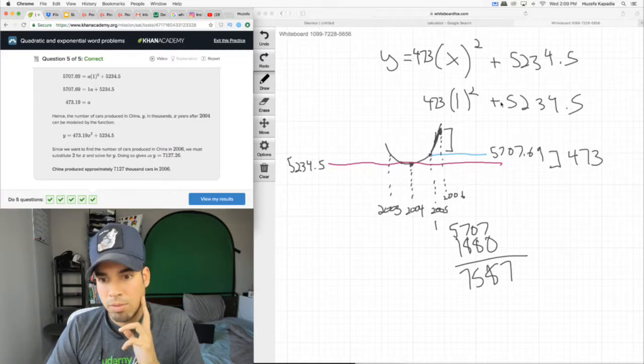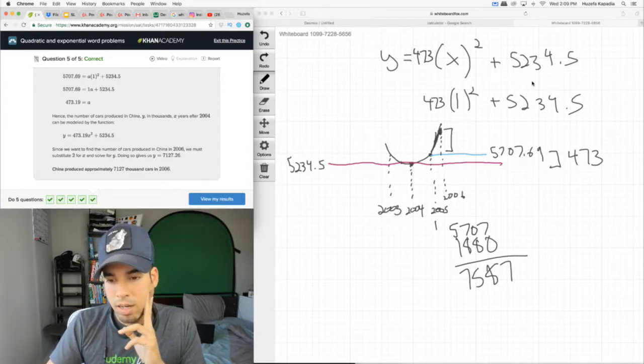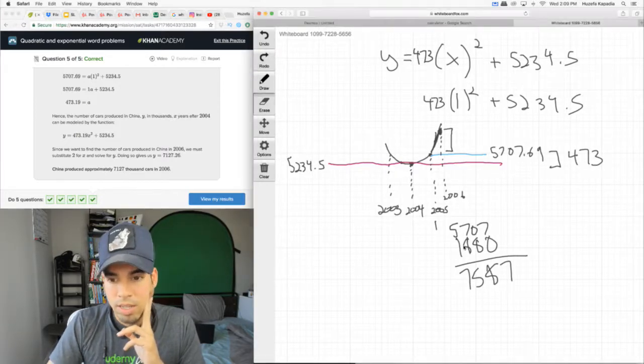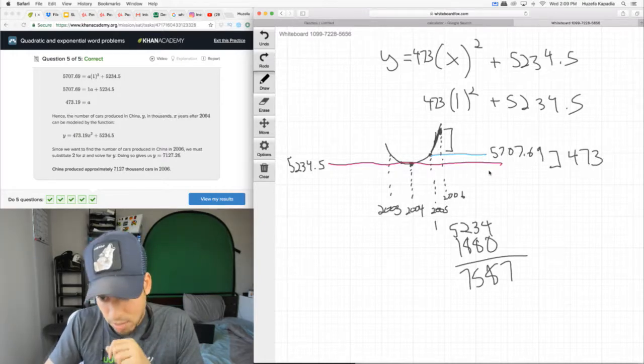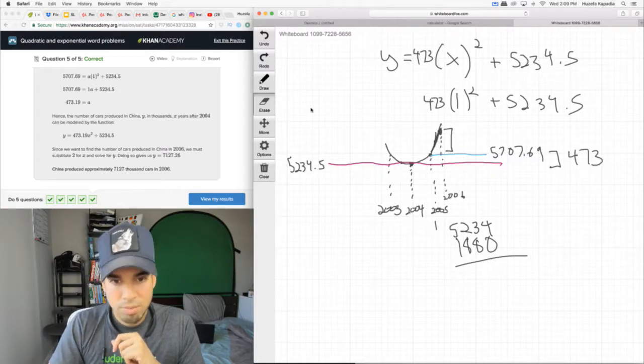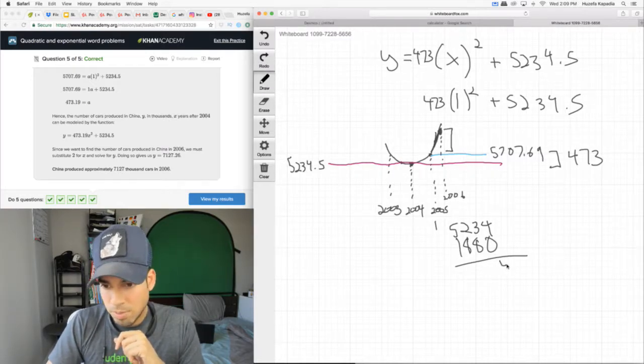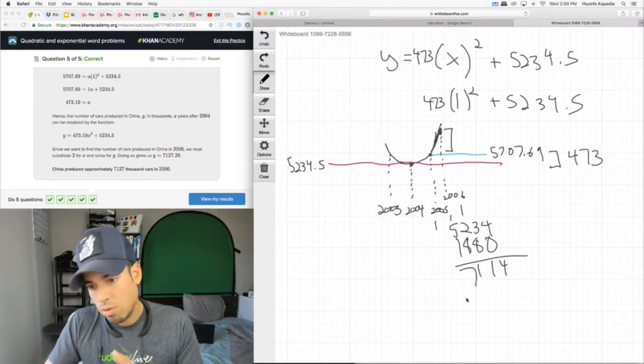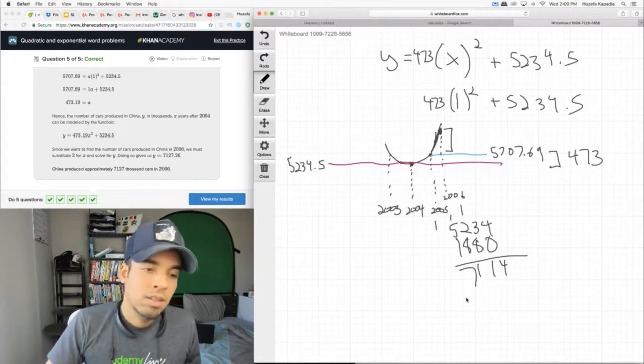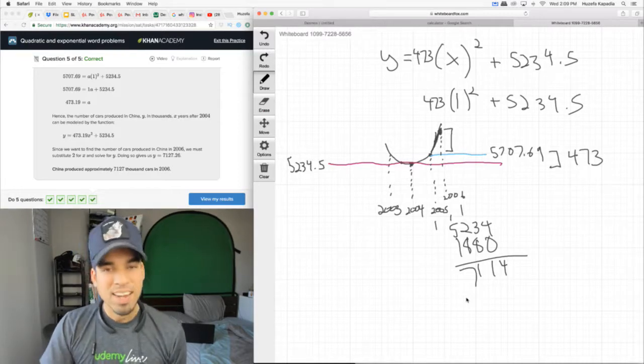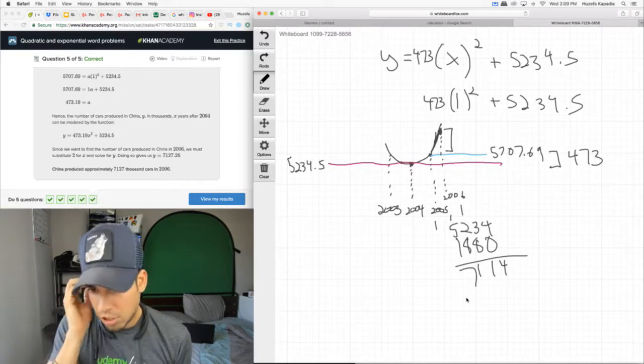Oh, I just did my math wrong. I added it, yeah, that's right. I wasn't supposed to add it to 5707. Oh, it was exactly right. I was supposed to add it to 5234, not this second number. That was the mistake. And then we should get it pretty close, because this was just the estimate I did in my head. 7114. Boom. All right. So that's close enough.